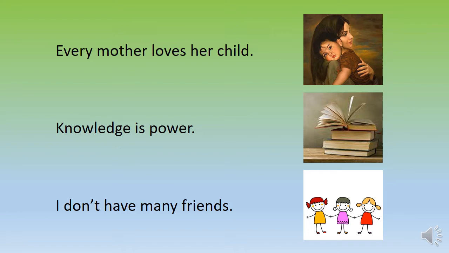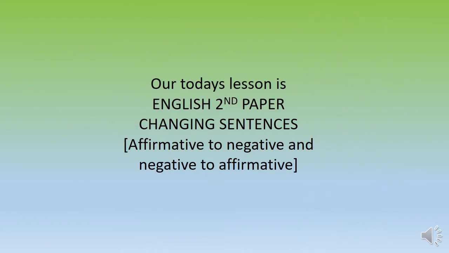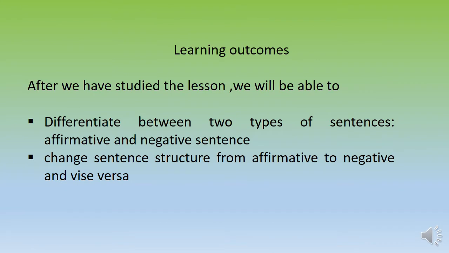Today we will know more about affirmative sentence and negative sentence. So our today's lesson is English second paper for class 8, changing sentences, affirmative to negative and negative to affirmative. That means we will know how to change the form of sentences from affirmative to negative and vice versa. After we have studied the lesson, we will be able to differentiate between two types of sentences, that is affirmative and negative sentence. We will also be able to change sentence structure from affirmative to negative and negative to affirmative. So my dear students, let's go to our main topic.